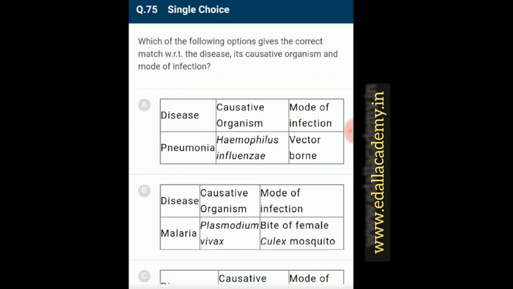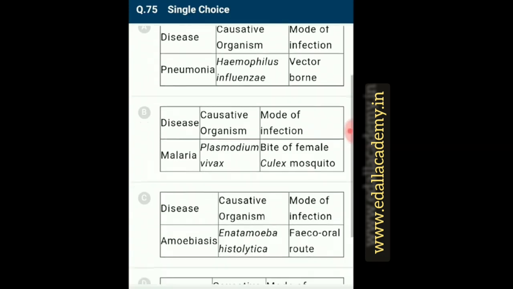Question number 75. Which of the following options gives the correct match of the diseases, its causative organism and mode of infection? Here four diseases are given. First one is Entamoeba histolytica. It is a protozoan parasite that causes amoebiasis. Symptoms include constipation, abdominal pain, and cramps, stools with excess mucus and blood clots. Drinking water and food contaminated by fecal matter is the main source of amoebiasis infection.